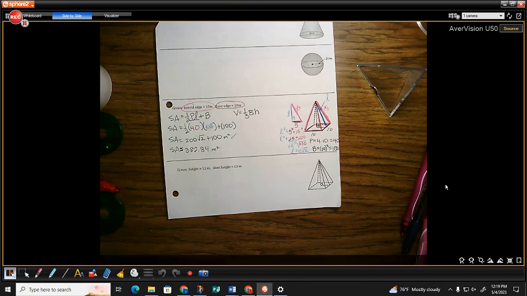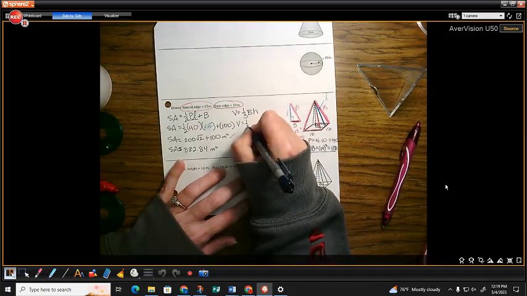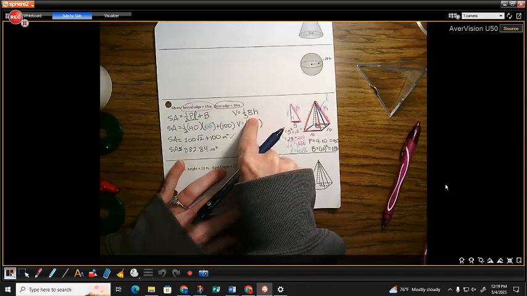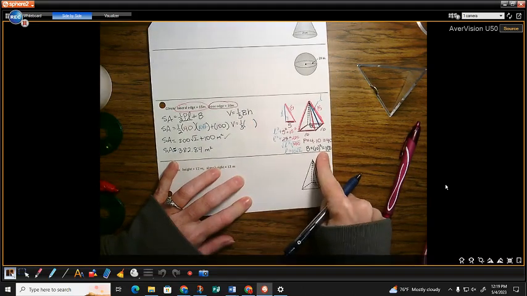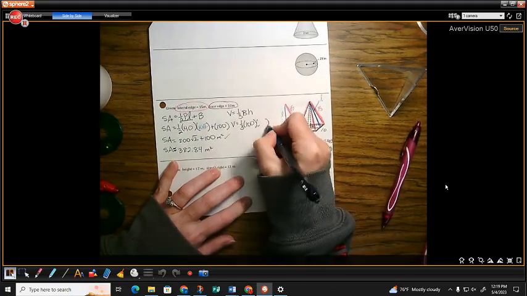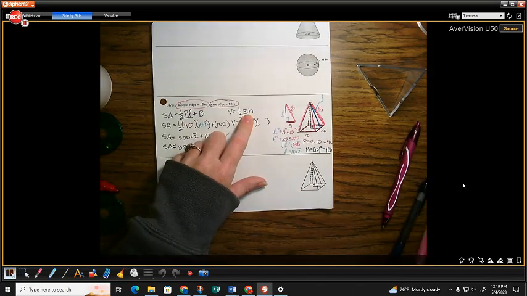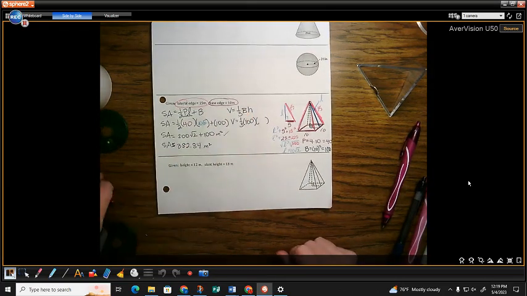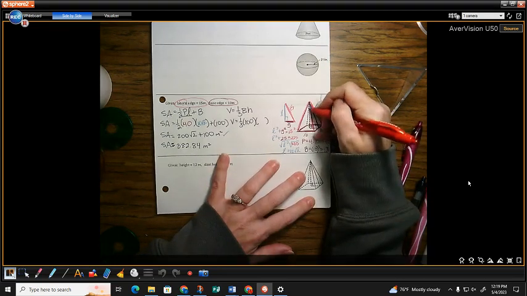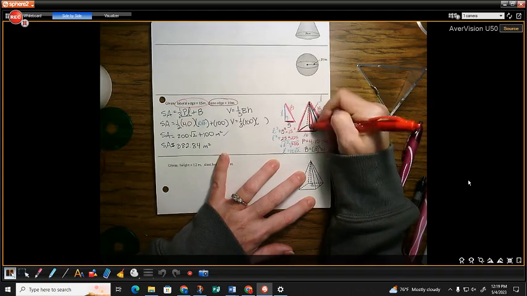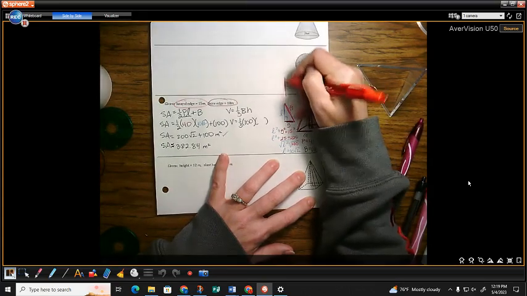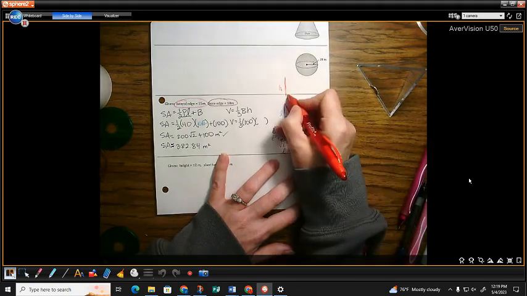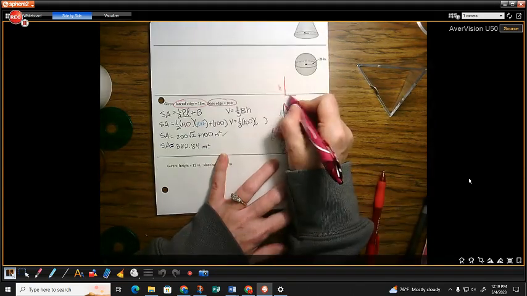Now we have to do volume. Oh! But look! Volume is 1/3 big B times H. Do I know big B? Yeah! You had already found that. Do I know H? No, we can find it. Did they tell me my height? They did not. Look at your picture. Height is this vertical piece going down the middle. So I'm going to draw that right here. That's my height. It's perpendicular to the base.